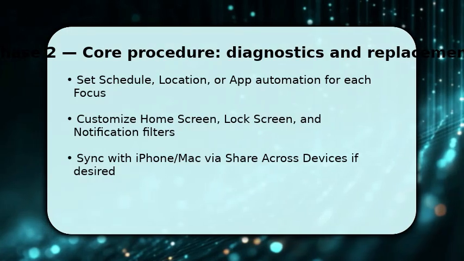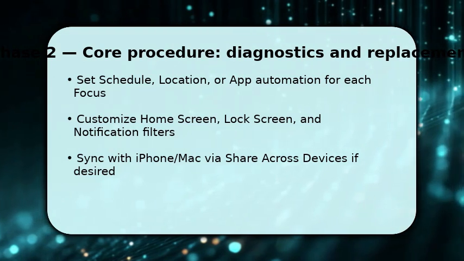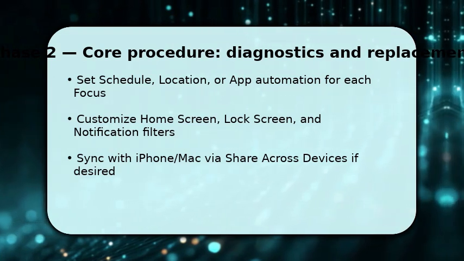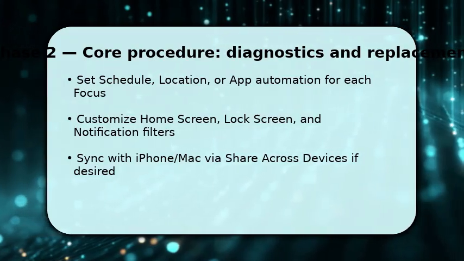Now configure automations. Tap Add Schedule to trigger by time, tap Location for place-based activation, or choose App to start when an app opens. These automations make focus hands-off, so you don't toggle it manually.